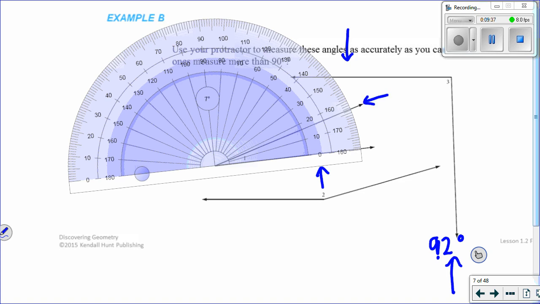Here's my other ray. So where is that? It's between 10 and 20. Now if I follow my smaller marks, if this is 10, this is 11, 12, 13, 14, 15, and 16. So it looks like that is 16 degrees. So it's going to take some practice with the protractors, but we'll get there.